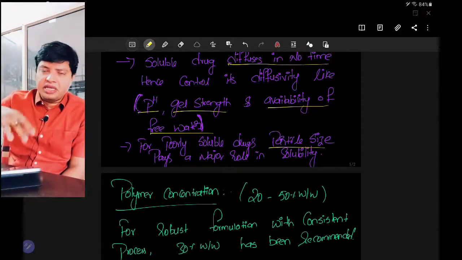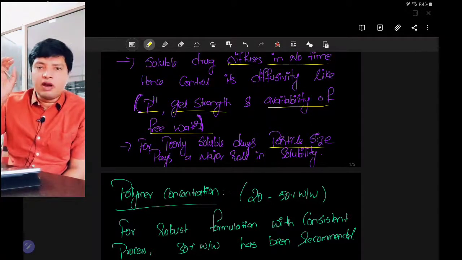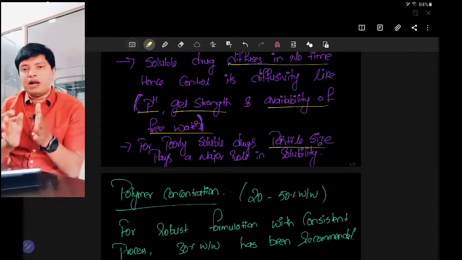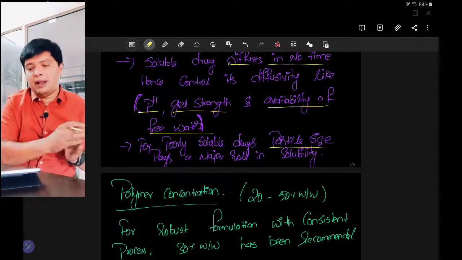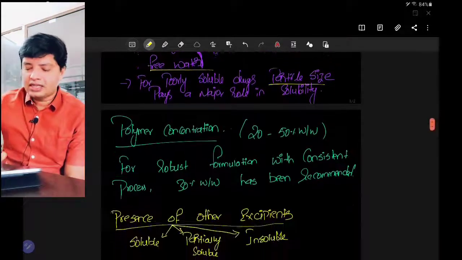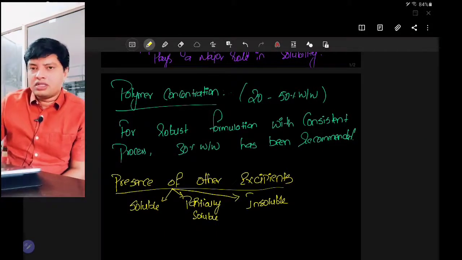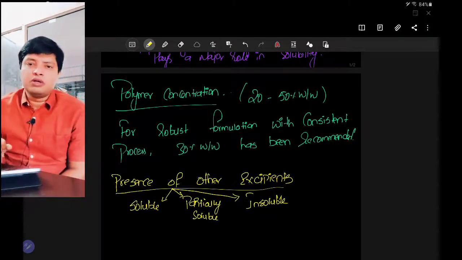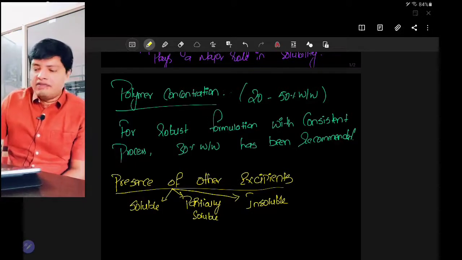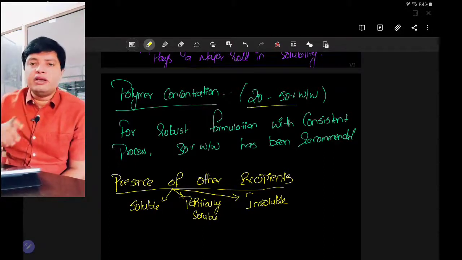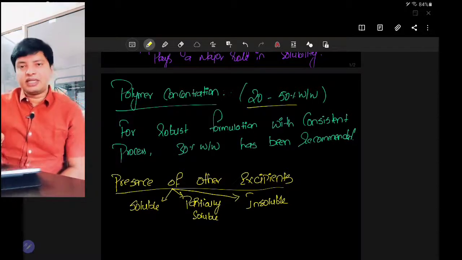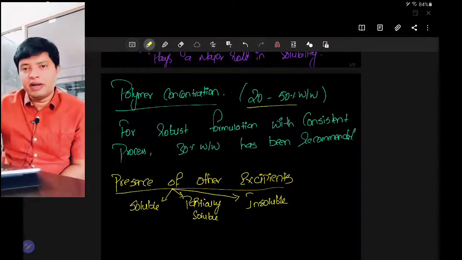We have so many factors: pKa, pH of the drug, then we have molecularity of the drug. That part we have discussed in factors influencing. Okay. Next is polymer concentration. Now, what is the concentration of polymer to be used? Generally we try to use between 20 to 50 weight by weight percentage. 20 to 50% weight by weight.